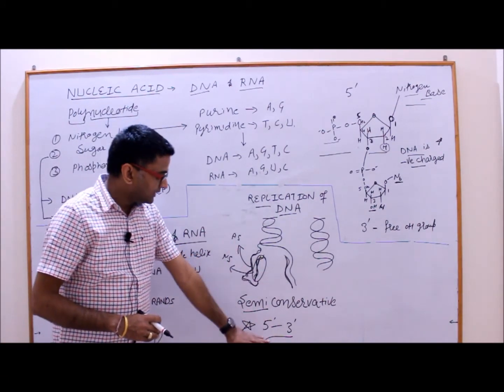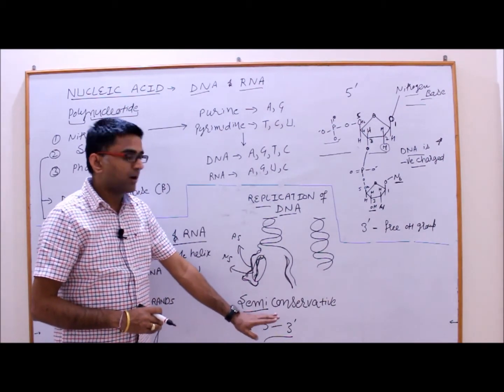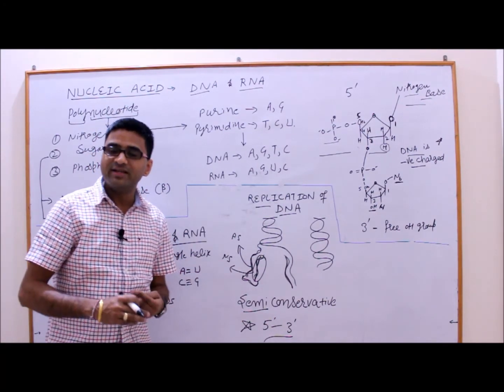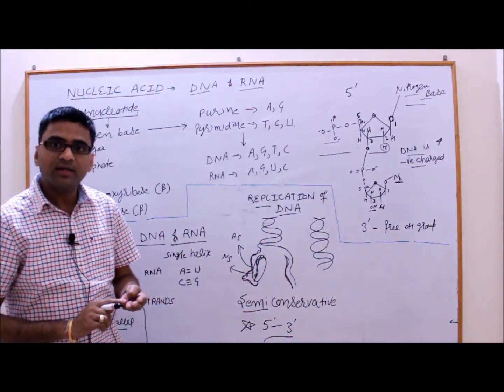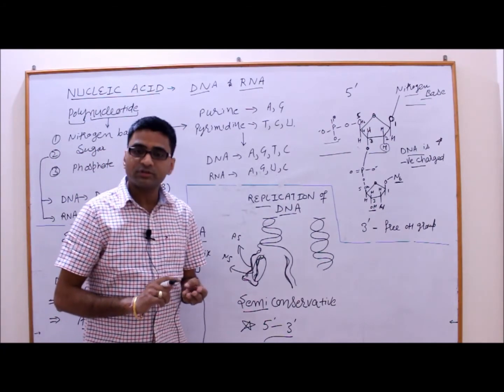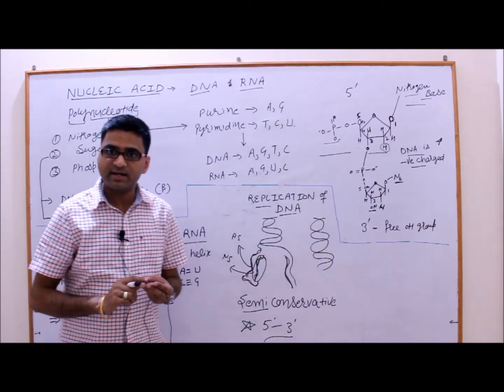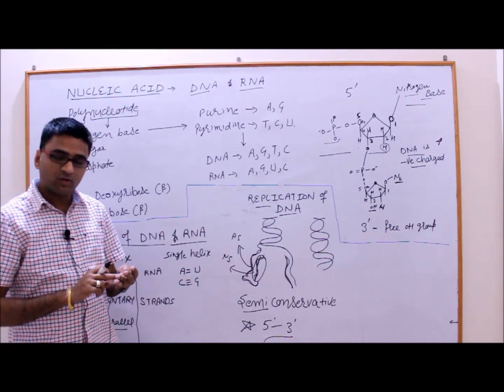Okay, so with this we have finished our chapter on biomolecules. We covered various biomolecules like carbohydrates. Among that we had monosaccharides, oligosaccharides, polysaccharides, and then we covered some amino acids and proteins.